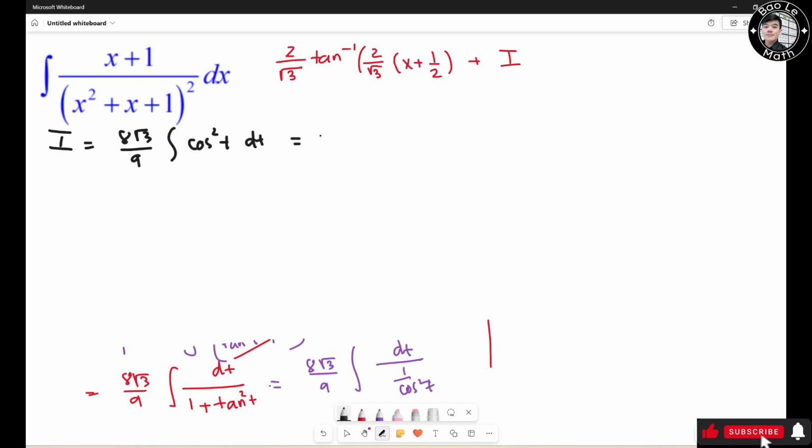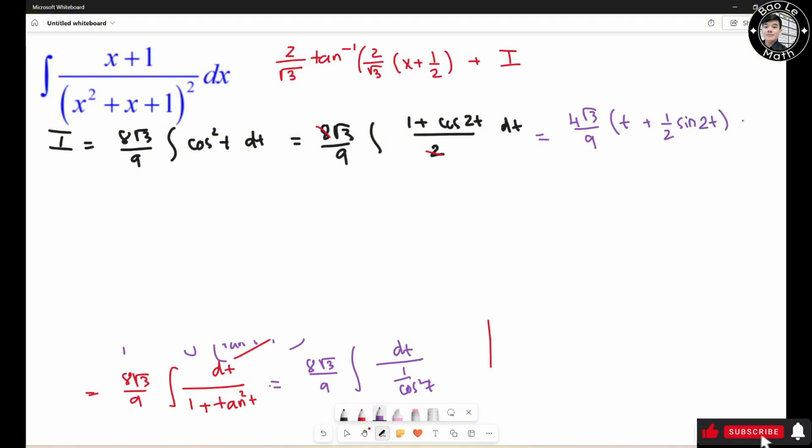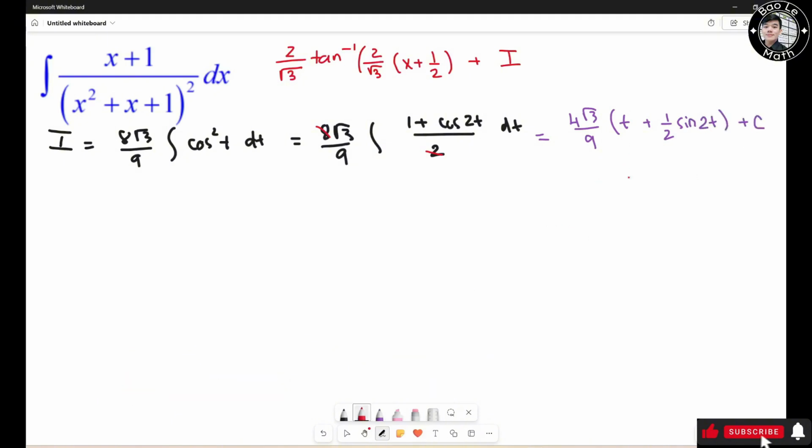Now this equals 8 root 3 over 9 times the integral of 1 plus cosine of 2t over 2 dt, right? Now you simplify this: 8 divided by 2 is going to be 4, so you have 4 root 3 over 9. Then you take the antiderivative of this one, it turns out to be t plus 1/2 sine 2t plus C, right?